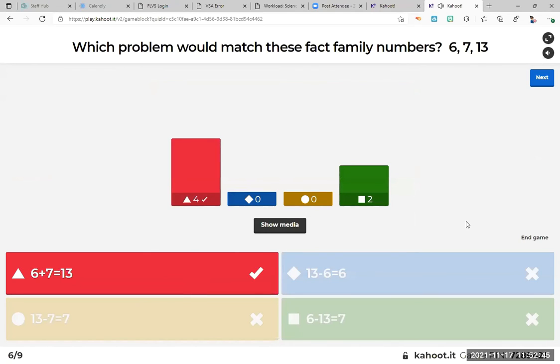Wow, 4 of you guys got that right. What's wrong with the green one? Try it. Look what mom's telling you to do. She says, how silly is mom? 6 minus 13 is 7? Does that make sense? No.